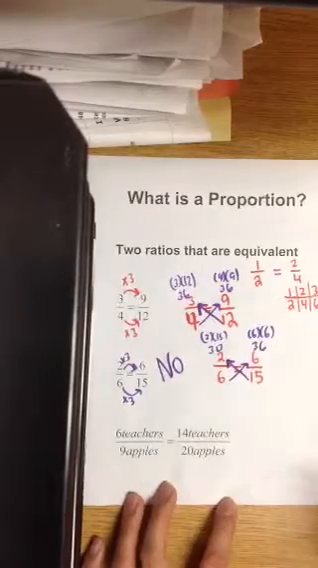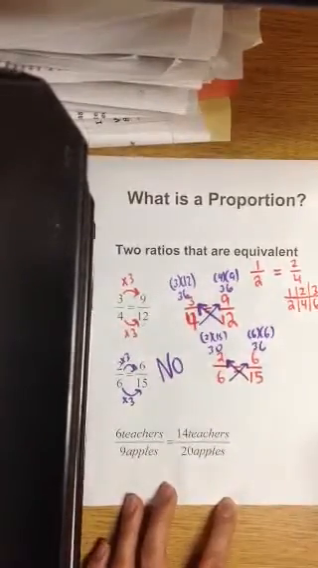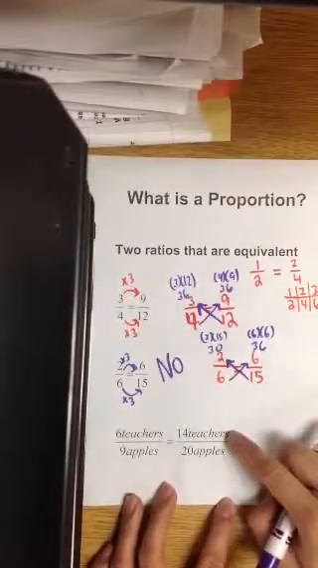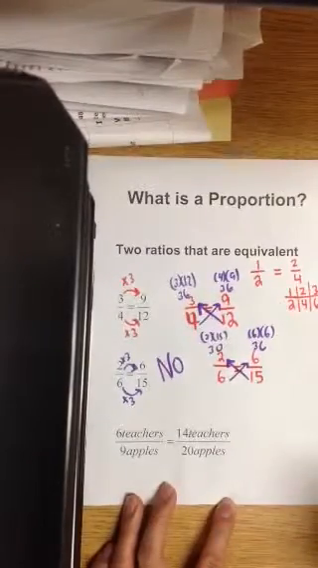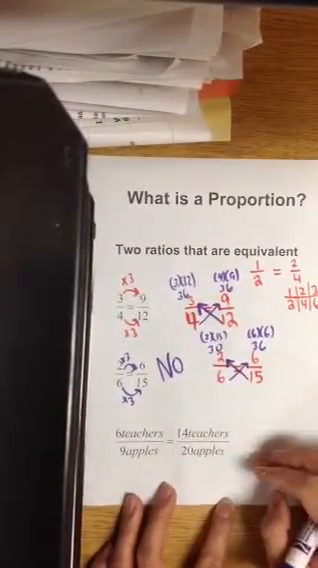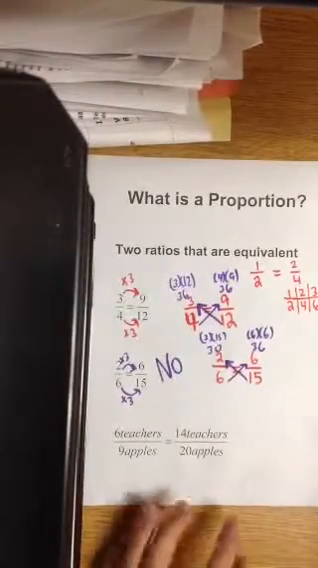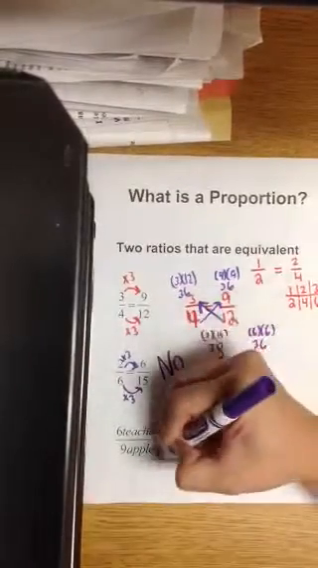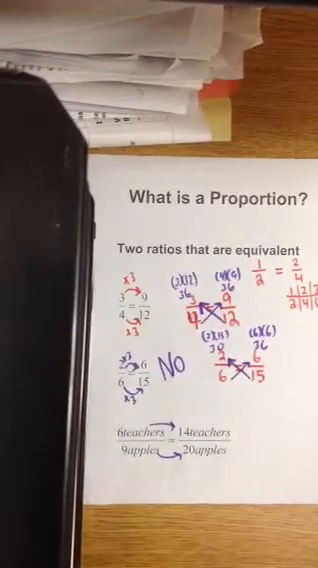Last but not least, let's do a real world example. You have 6 teachers who receive 9 apples, because I don't think they can eat that many. And then in another school, you have 14 teachers who receive 20 apples. So are these equivalent? Did these teachers get the same amount of apples? Is it fair? Let's see. Can 6 go into 14? What is the scale factor? No, it cannot go into 14.